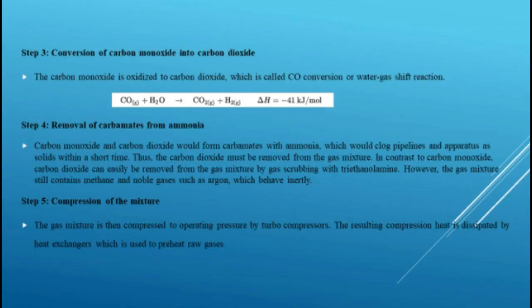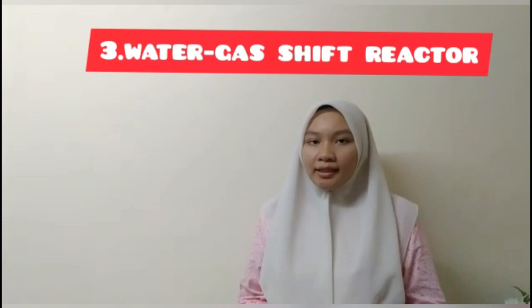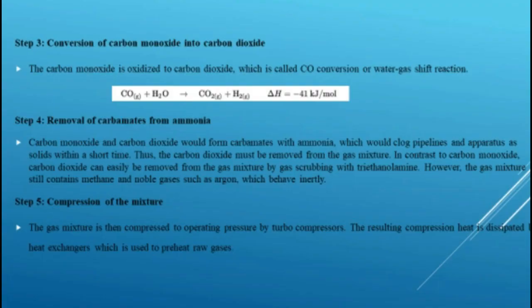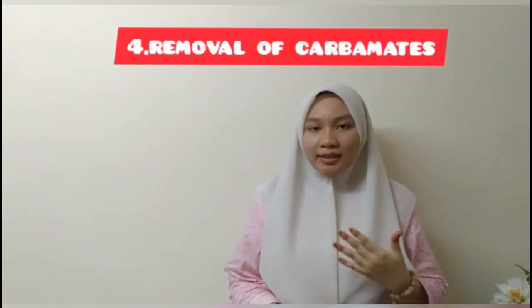Third step, the carbon monoxide produced in the primary reformer will be oxidized to carbon dioxide, which is called CO conversion or the water gas shift reaction. For the fourth step, the carbon monoxide and carbon dioxide will form carbamate, which will clog the pipeline as a solid. So to remove both of the gases, we will use gas scrubbing with triethanolamine.